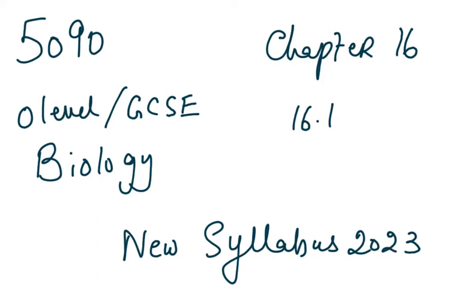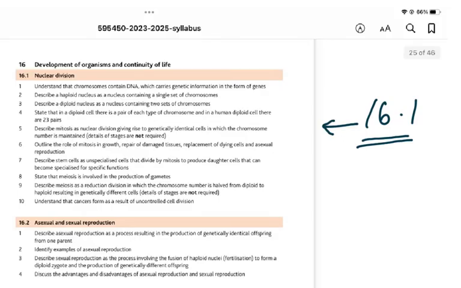Bismillahirrahmanirrahim. We start the new chapter, chapter 16, and hopefully I should discuss 16.1 component with you all. And this is 5090 O-level GCSE Biology, new syllabus 2023. Now, as we look at this chapter, chapter 16 is development of organisms and continuity of life. The first is nuclear division.